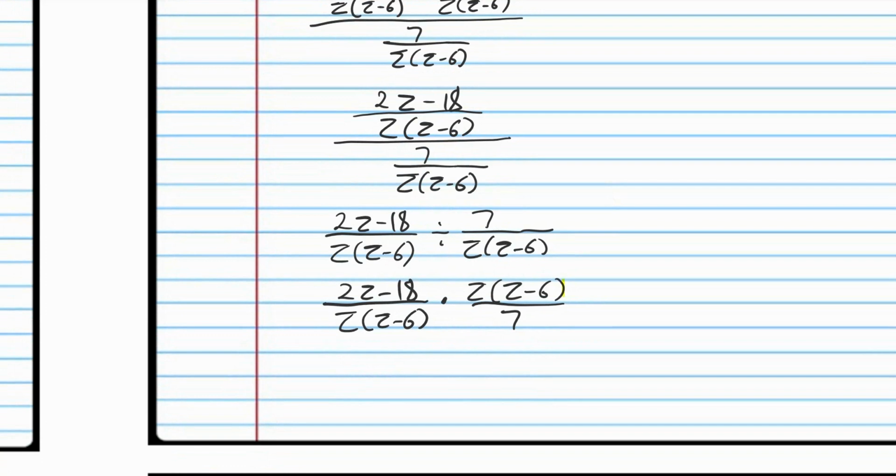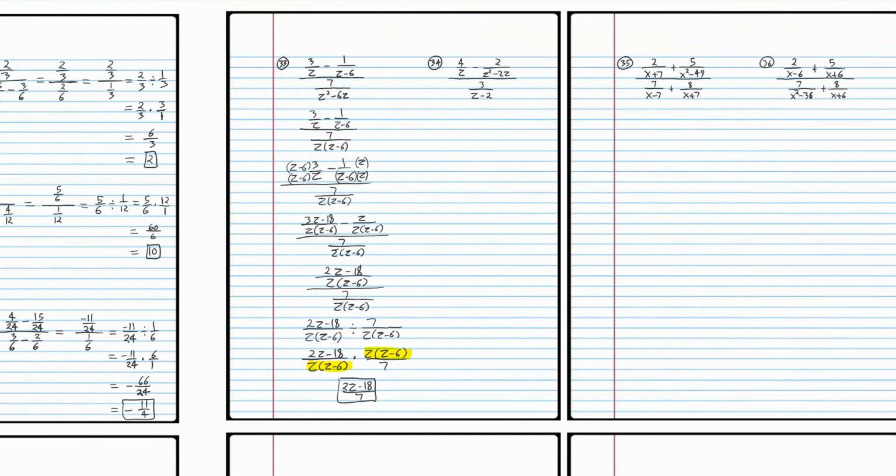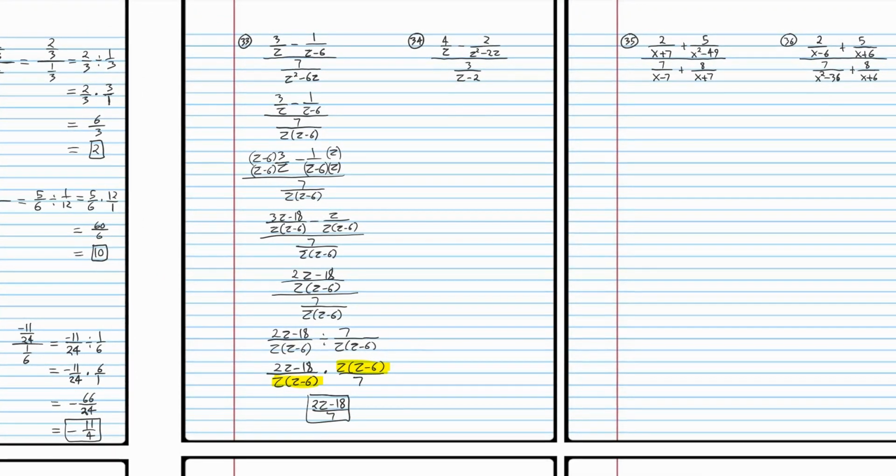And of course we can just cancel out and multiply straight across, and we get 2z minus 18 over 7. So if you got that answer, good job. If you didn't get that answer, that's not unusual because these problems are pretty long. So just go back and figure out what you did wrong. So that's all the work there.